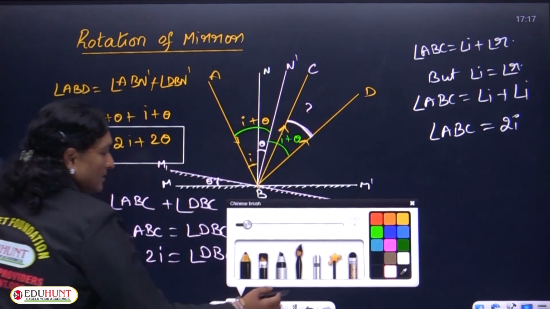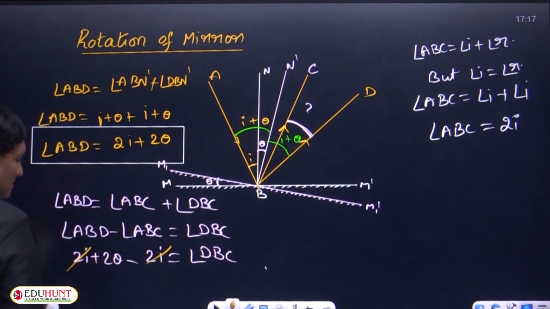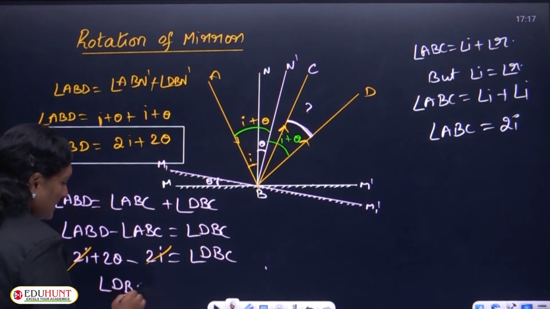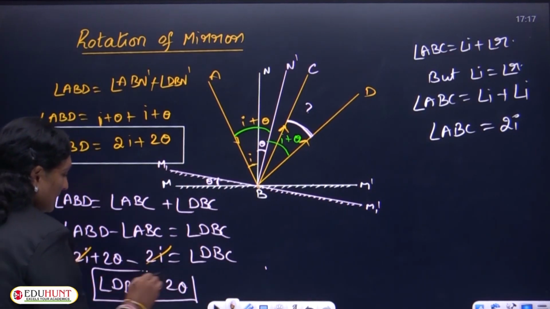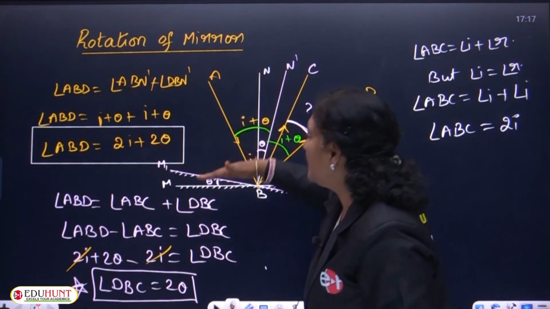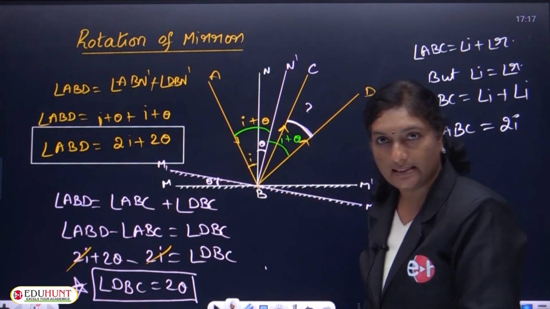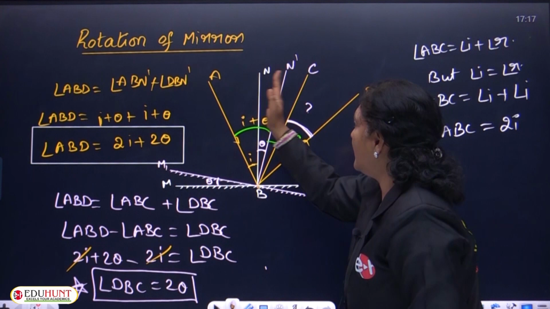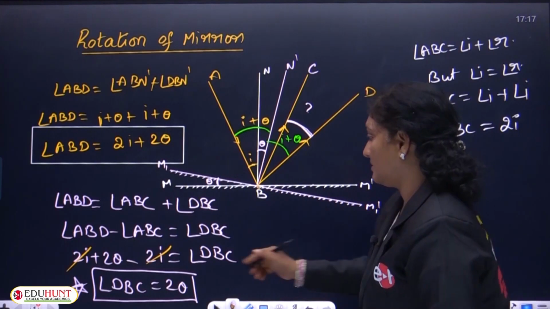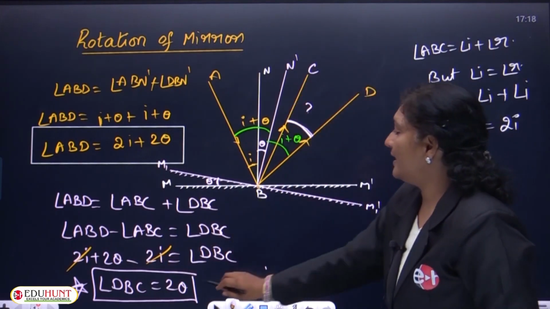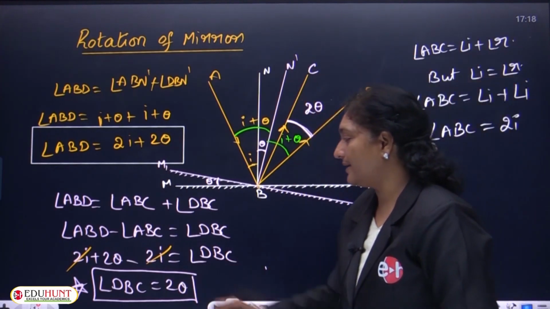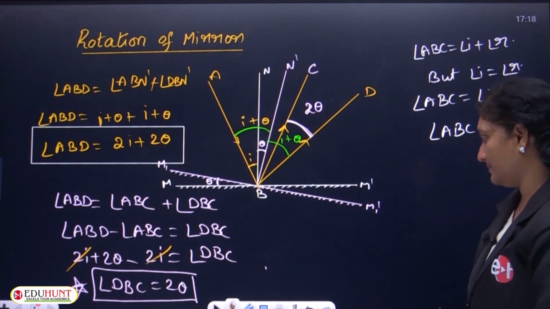Hence, 2i and 2i get cancelled, so you are left with 2 theta. Therefore, the final value of DBC is found to be 2 theta. So, from this we can conclude that whenever a mirror is rotated by an angle theta, the normal is also deviated by an angle theta, whereas the reflected ray is deviated by an angle 2 theta. So, this is our conclusion part.